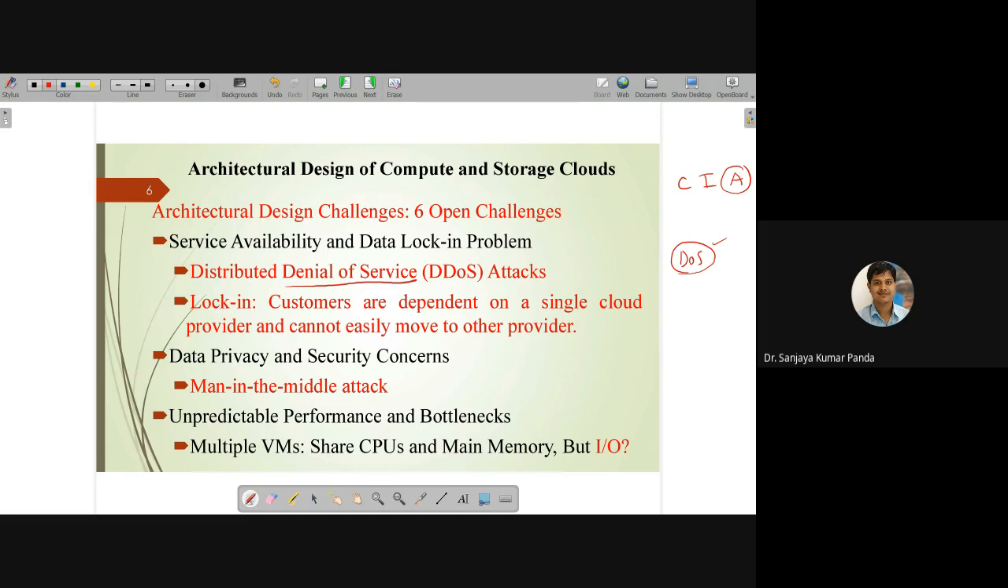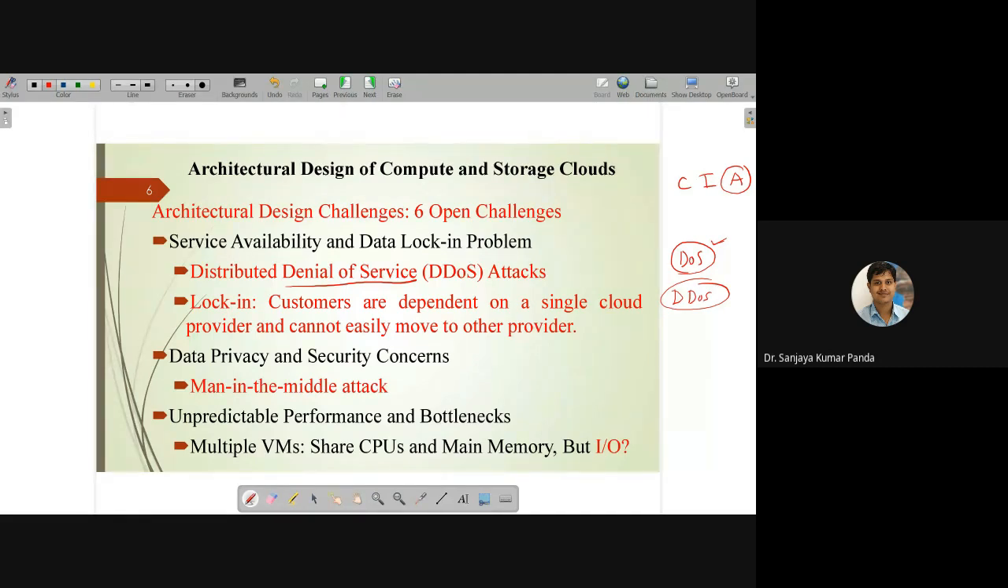In a particular country or particular state. But if you launch such attacks in various parts of the world, so that the service is not available all over the world or in most parts of the world, then we call that a distributed denial of service attack. So we are not launching the attack from one point. We are launching the attack from various parts. That's why we call it a distributed denial of service attack.